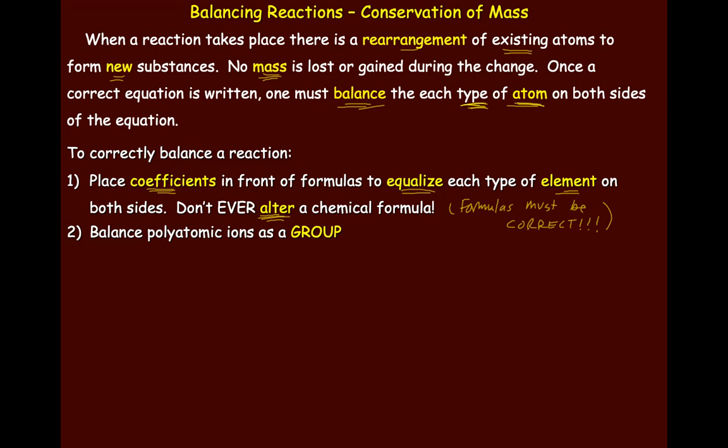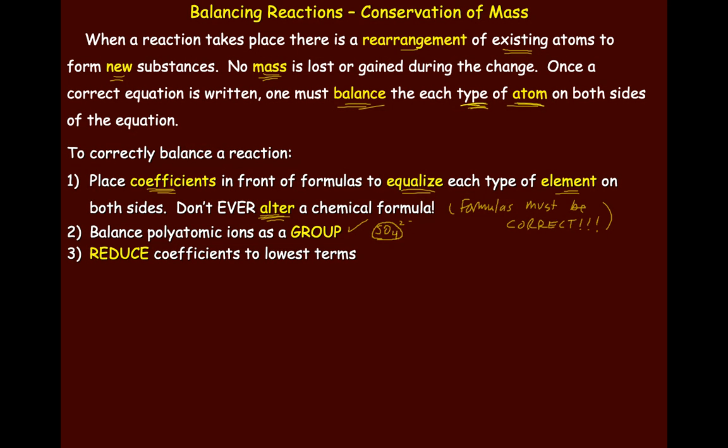Balance polyatomic ions as a group. Remember, we're keeping those as a group. Polyatomic ions such as sulfate, you want to try to balance as a group. Think of that as a single particle. We talked about the polyatomic ions being like families. They stay together, so balance them together. For example, if there are 3 sulfates on one side, you want to make sure you have 3 sulfates on the other. Most of the time, that's going to work.